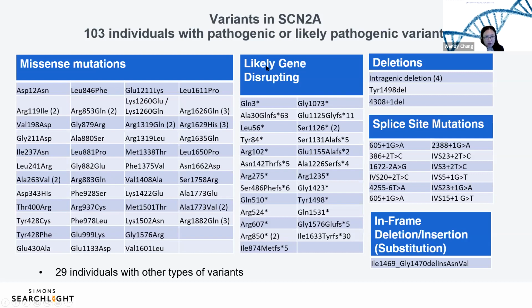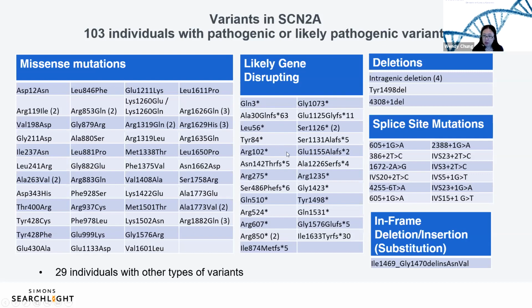There are some other changes, but let me back up a step. Everyone has two copies of the SCN2A gene. For all the individuals that I'm showing you here, they have one copy of the gene that's normal and one copy of the gene with the genetic change that I'm showing you. There is a whole group of individuals who have what we call likely gene disrupting changes. What we mean by that is that the particular genetic variant they have causes one of the two copies of the gene essentially not to show up for work.